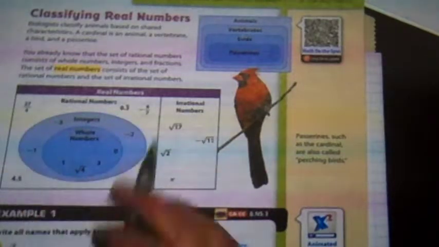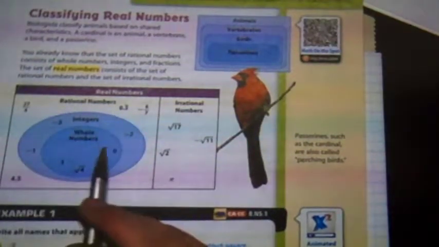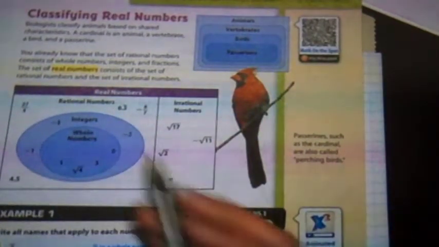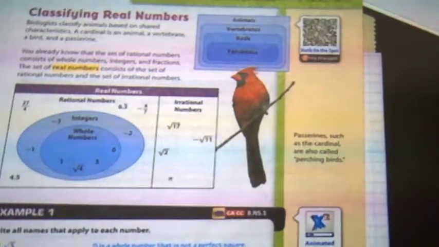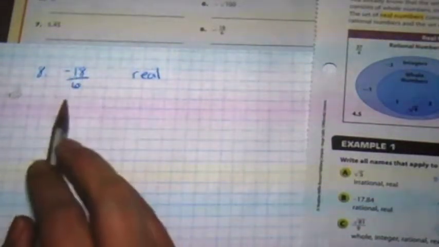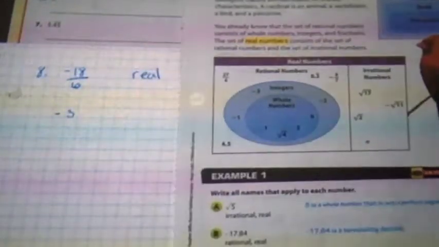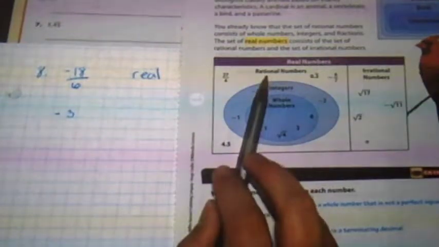Rational numbers, remember, are any numbers that are a terminating decimal, a repeating decimal, any integer or whole number. Those are all rational numbers. Irrational numbers are square roots of things that are not perfect squares, or decimals that continue on forever and ever. If I look at 18 over 6, I can simplify that down to 3, negative. I've got to bring my negative down. So negative 3 would be under the category for rational numbers.